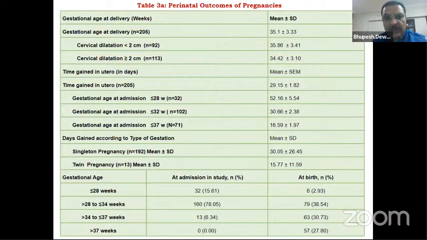And days gained according to gestation: singleton pregnancies gained 30 days and twin pregnancies gained on average 15 days of pregnancy. So this is a very effective thing, and that much saving is also there from the neonatal ward for the baby, and perinatal care becomes easier when the child is retained in the uterus for a longer period of time.